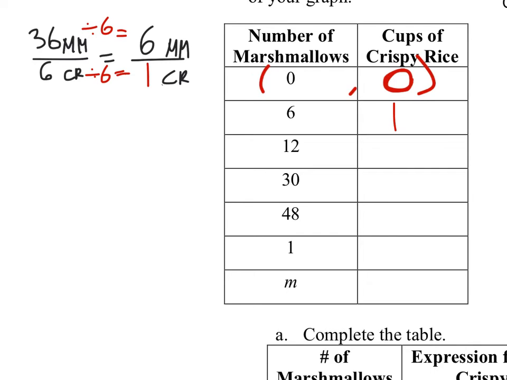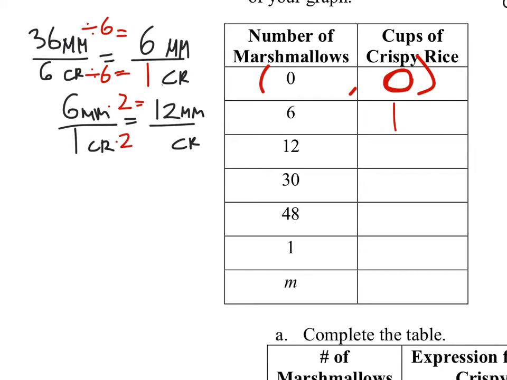So if we scale this up now, if I had 6 marshmallows for 1 cup of crispy rice, then if I wanted to know how many cups of crispy rice for 12, we would simply multiply the 6 by 2 to get 12. So 1 times 2 is 2 cups of crispy rice.